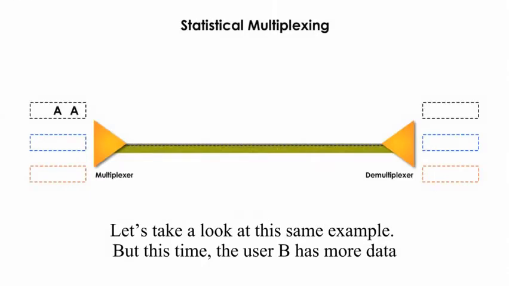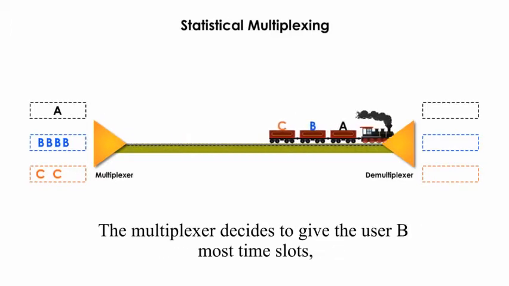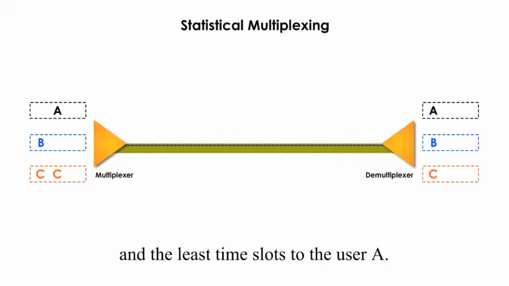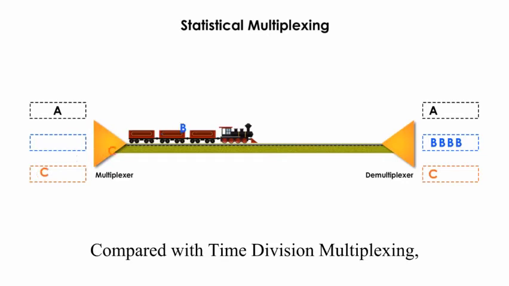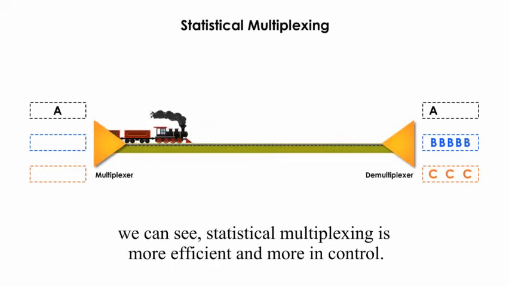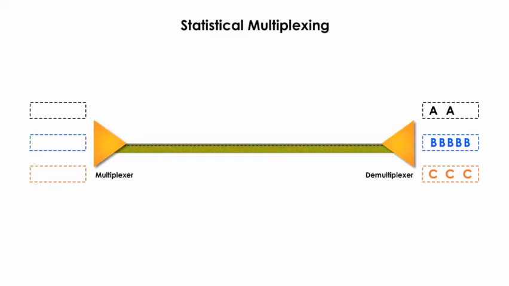So let's take a look at the same example, but this time user B has more data to send or has higher priority than both user A and user C. The multiplexer decides to give user B the most time slots and the least time slots to user A. Compared with time division multiplexing, we can see statistical multiplexing is more efficient and more in control.